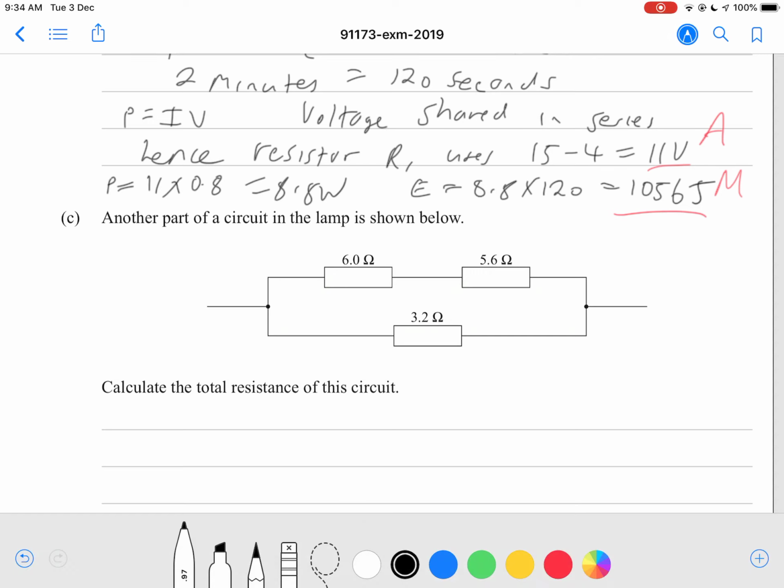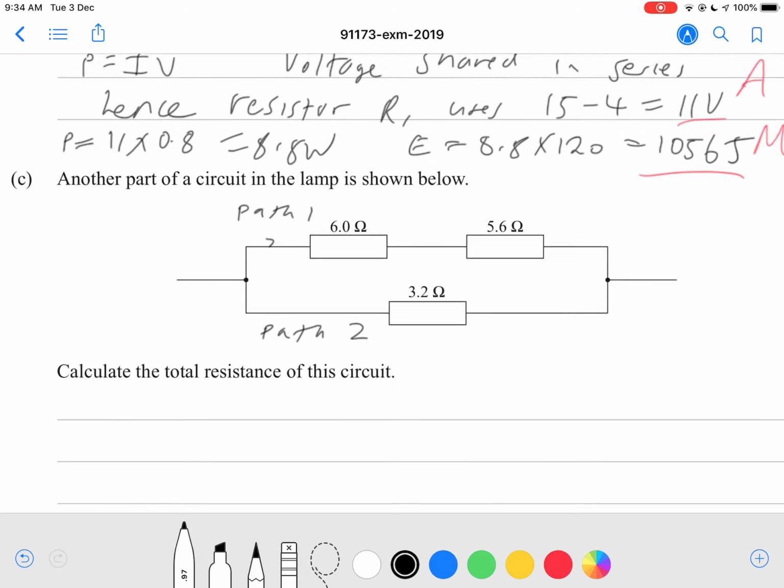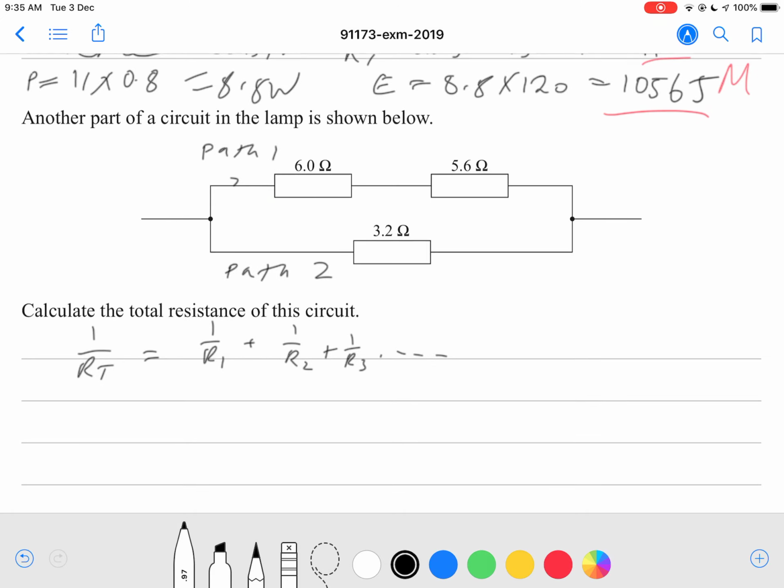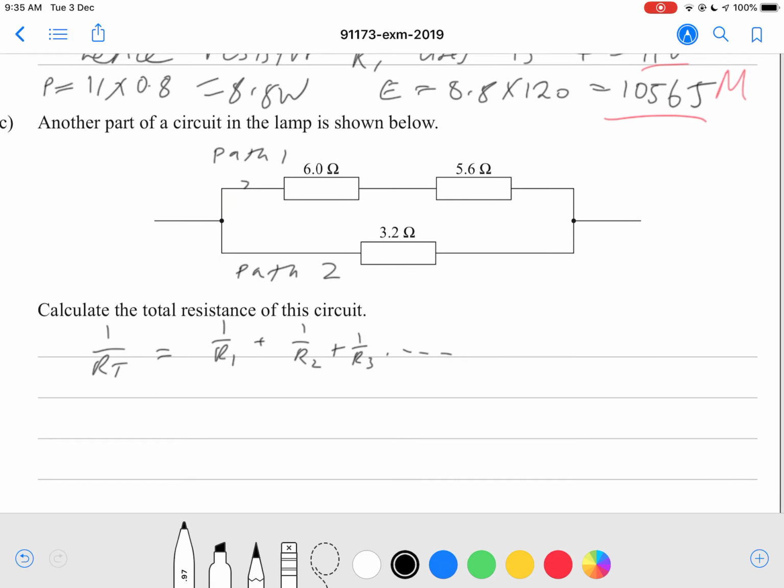So we can call this pathway 1, and we can call this path 2. So we have to use our relationship for the total resistance of a parallel circuit. So that's 1 over R total equals 1 over R1 plus 1 over R2 plus 1 over R3, etc., where R1, R2, R3 are the resistance of each individual pathway. So this is for parallel, and for a series circuit, R total equals R1 plus R2 plus R3.